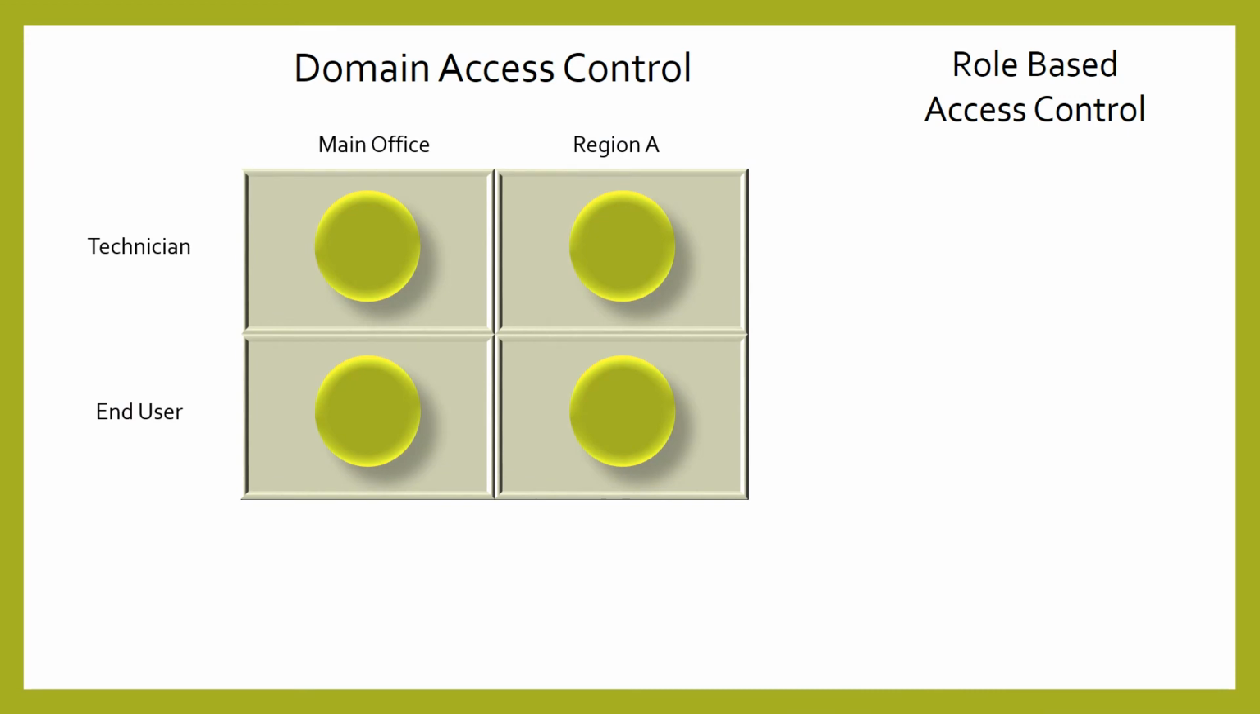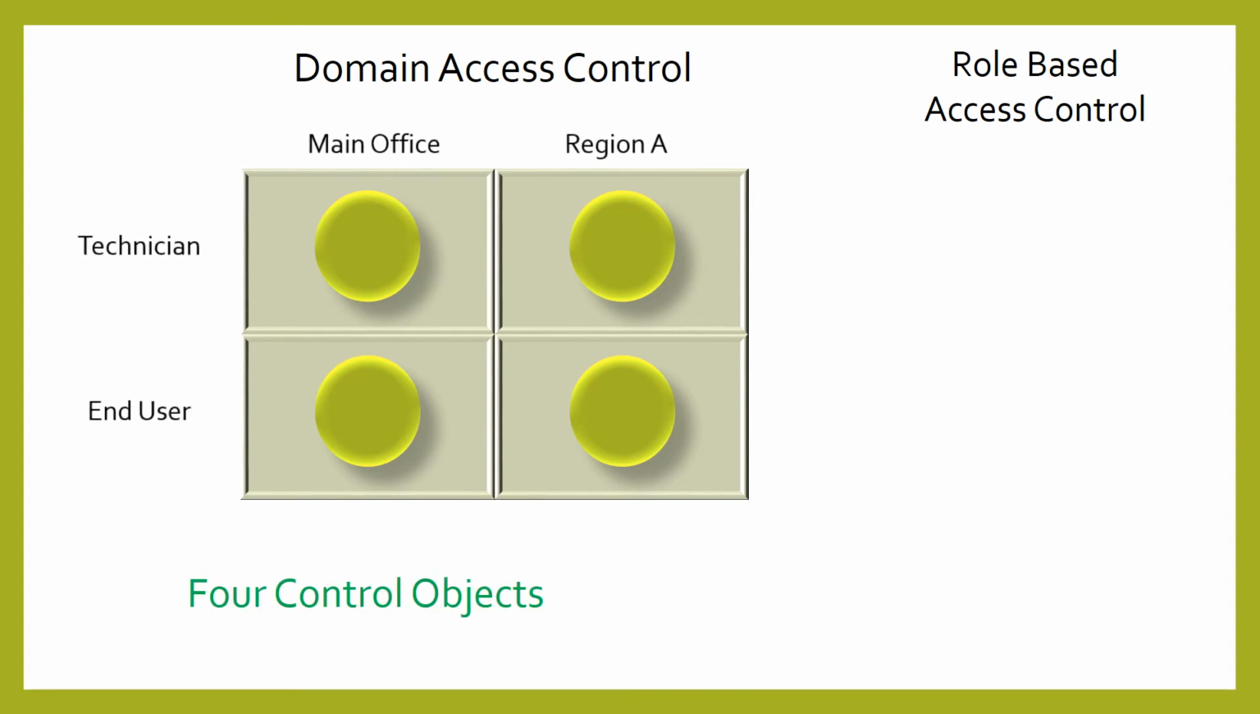When demonstrating the ability to segment data between various groups of users, most role-based solutions will model something similar to what is represented here. In this example, we assume there's a need to create two partitions for two separate groups which will be used by members of two functional roles. In EasyVista, we would achieve this by establishing the two user profiles, one for technician and one for end user, and the two domains, one for main office and one for region A. This would establish 4 managed control objects within EasyVista.